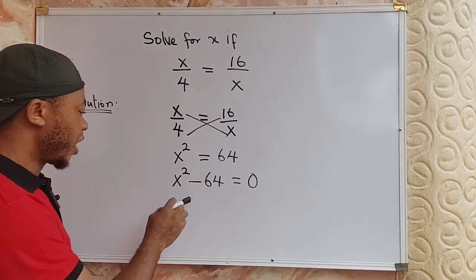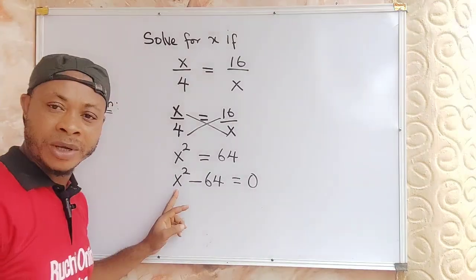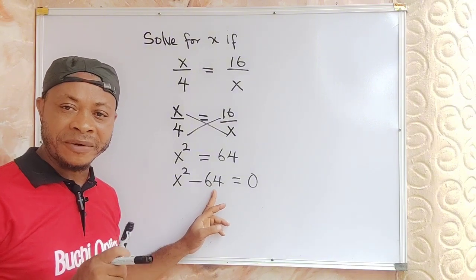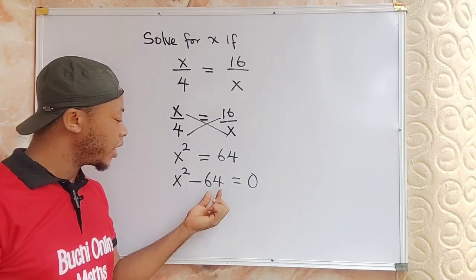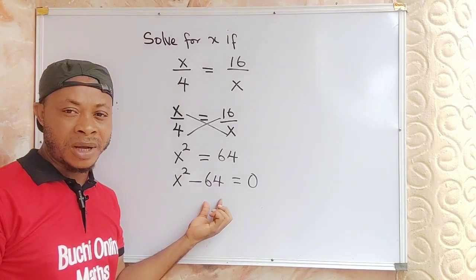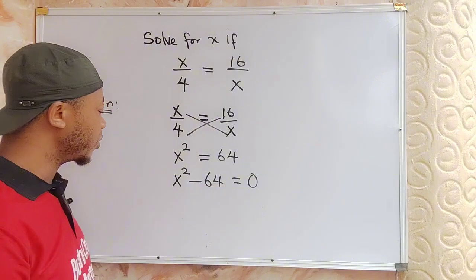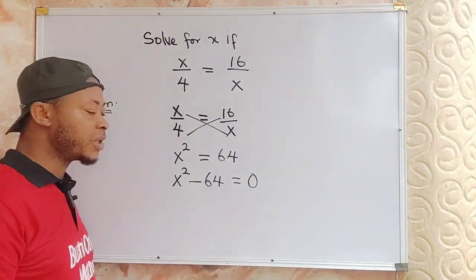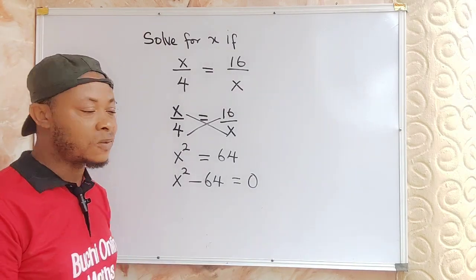Okay. Now you see that x is squared. That means x is a perfect square, okay? And 64 is also a perfect square because 64 is 8 squared. So we can actually square a particular number to give us 64. That means 64 is a perfect square. So this is a difference of two squares. We are going to use the difference of two squares method to answer this question.